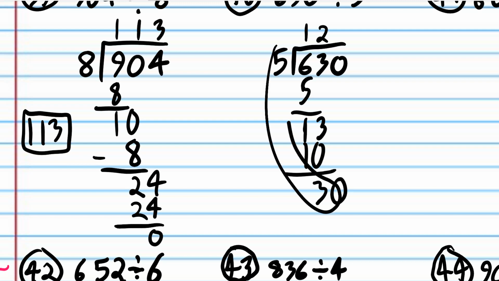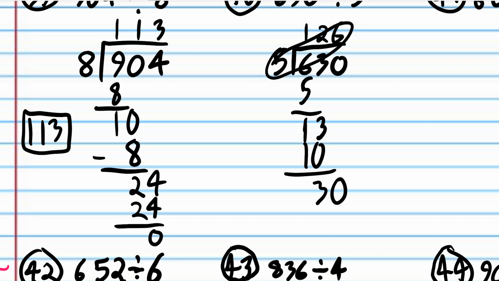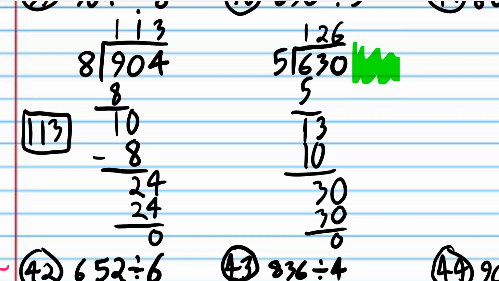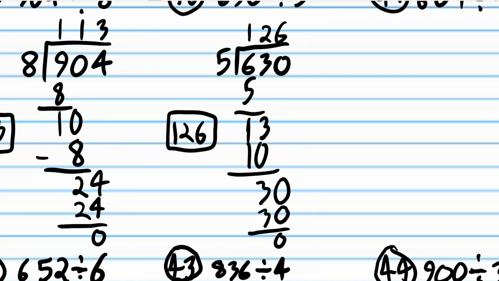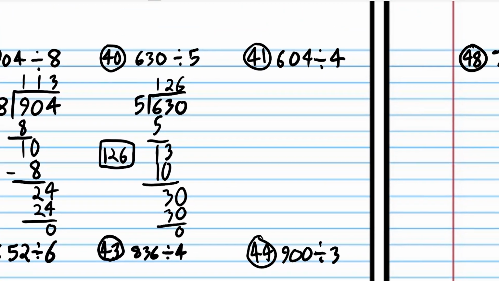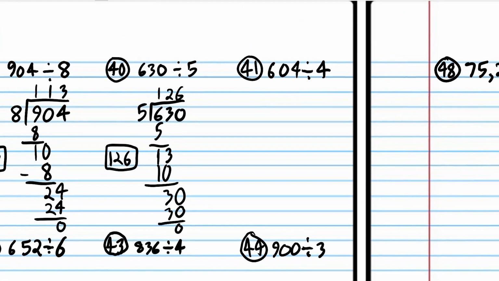5 goes into 30 exactly 6 times. 6 times 5 is 30. 30 minus 30 is 0. So we don't have any more numbers here, so we know that we're done, and 126 is the answer. So 126, rectangle. Try 41, and when you're done, we'll do it together.